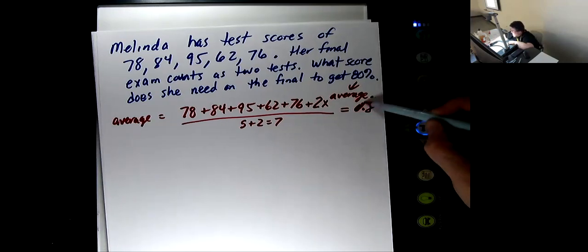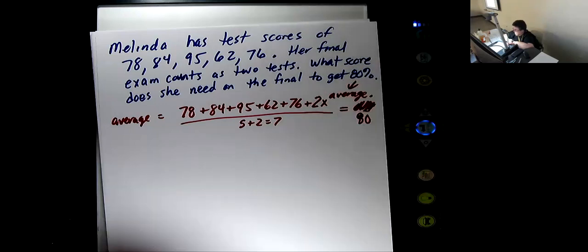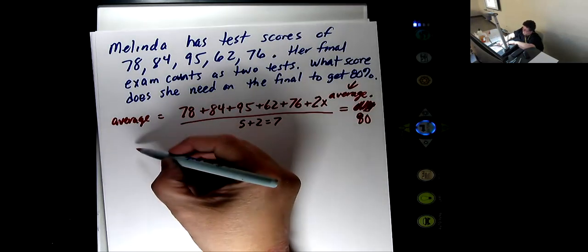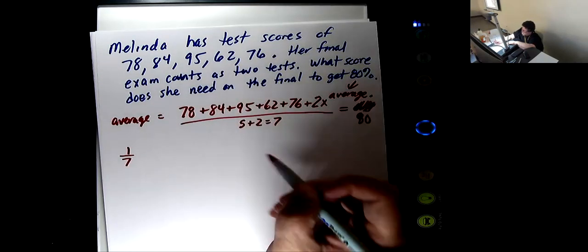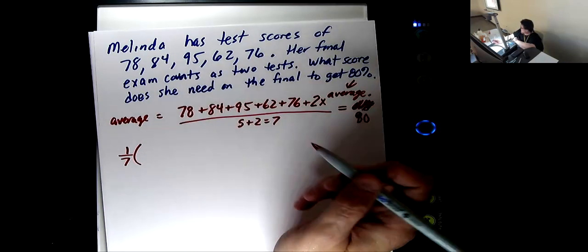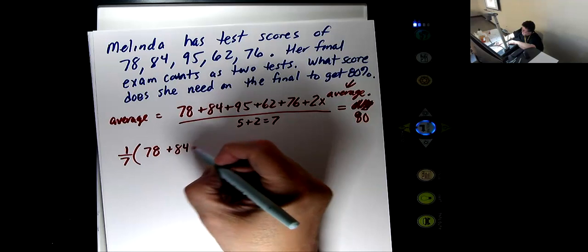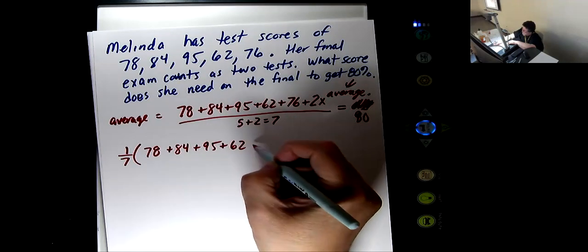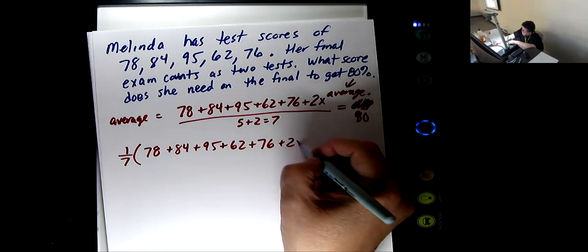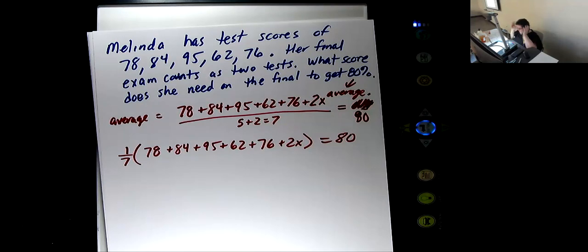Maybe we'll just leave it as an 80 and we'll treat it as percents the whole way. How about that? So now that I've got an idea of what's going on, I'm going to do that 7 that's in the denominator. I can put it out front as a multiplier if I do the reciprocal. And in here, I have 78 plus 84 plus 95 plus 62 plus 76 plus 2x equals 80. All right, now that I've got it set up where I know what's going on, I can solve this.